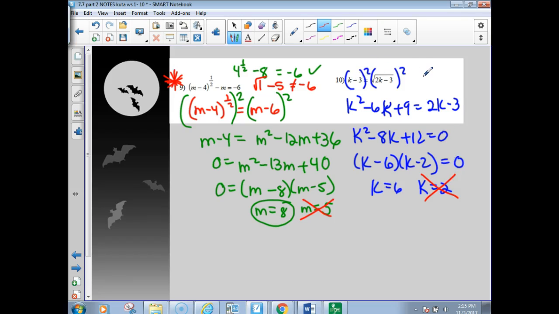Because if I put in 2, 2 minus 3 is going to be -1, and I'll never get that out of a square root. So this would be -1, and that's not going to equal the square root of 1, which is 1.